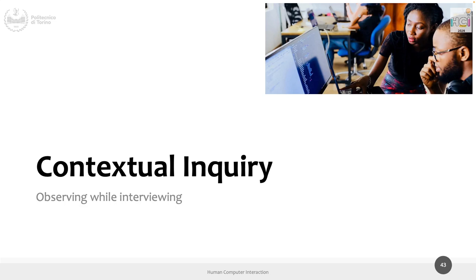So we said you can observe, and then after the observation you can interview, or you can interview and skip the observation. Contextual inquiry is observing while interviewing. So you observe the person, and in the meantime, you also interview them.